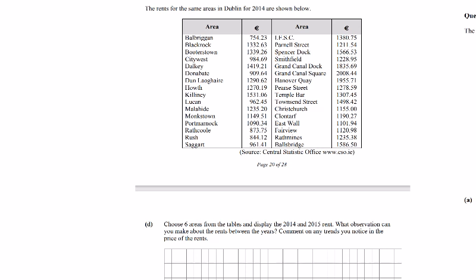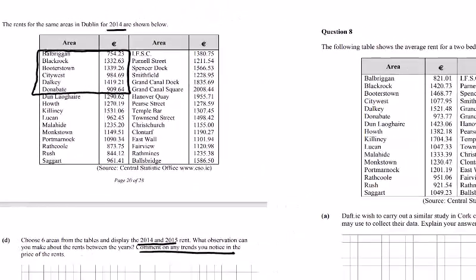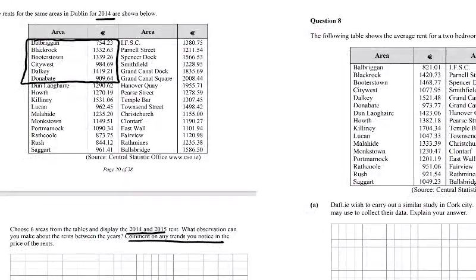In part D of this question, you're asked to choose 6 areas. So I would just take the first 6 maybe, or 6 that have a change in their rents. We're looking at the change between 2014, which is this table, and 2015. You're asked to comment on any trends. So if we compare Balbriggan 754 to 821, you can see it's going up. Blackrock 1332 to 1420. Booterstown 1468. City West 1077. So the trends are definitely upward.